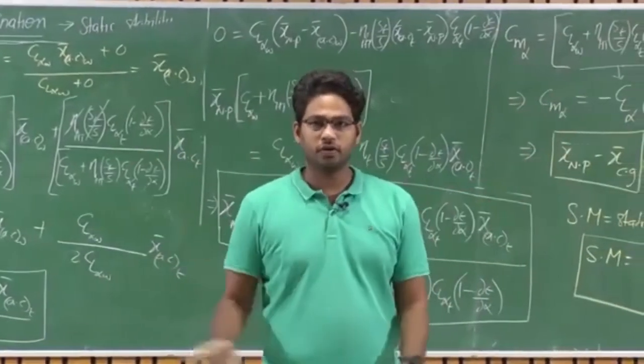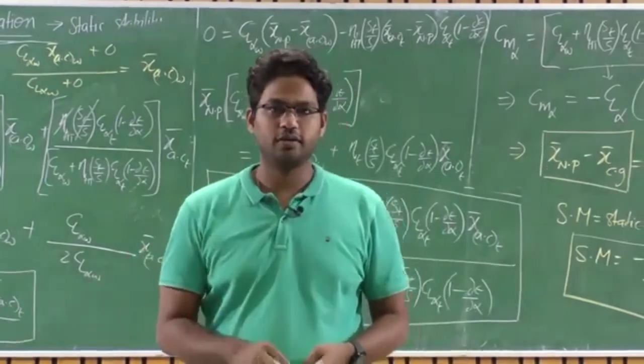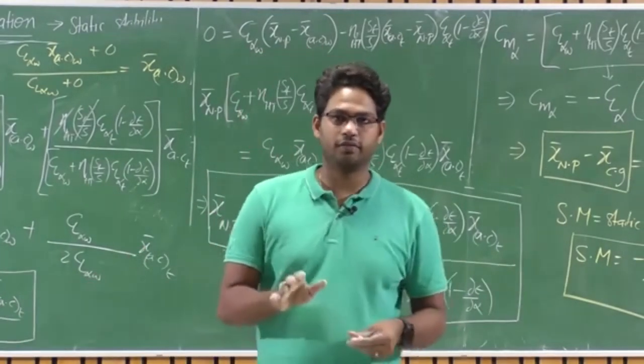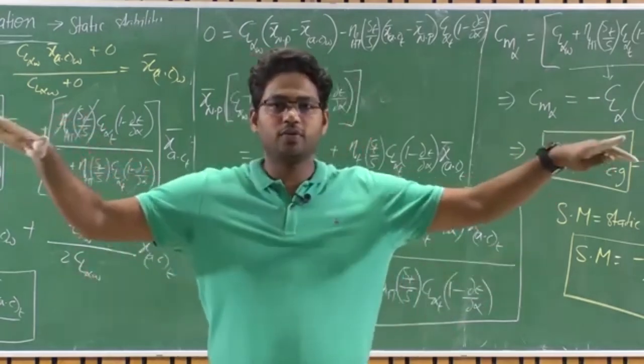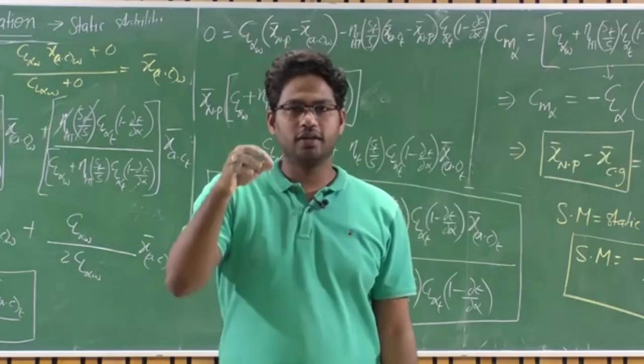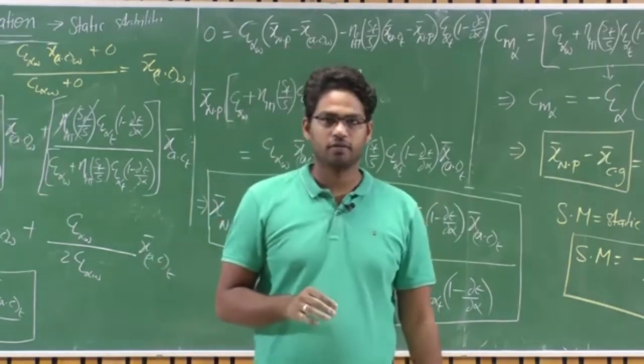Right? So if you don't accept this result, we'll try to demonstrate it. So in the next lecture, we'll have a demonstration of two identical wings and I'll prove that the neutral point is midway between their aerodynamic centers. Okay? Thank you.